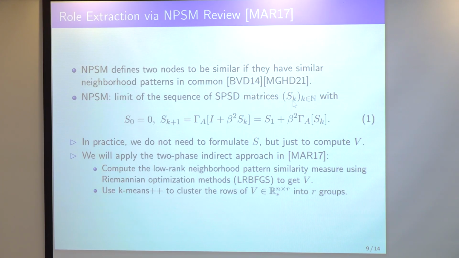So actually, in practice, to find those groups, we don't have to form S. We only need to find this V. And an undergraduate student can just compute this V by eigendecomposition. But for my research, we compute this V to solve an optimization problem on the manifold. And after we find this V, we think of each row as a coordinate in the Euclidean space, then we can run something like K-means++ to find those groups.